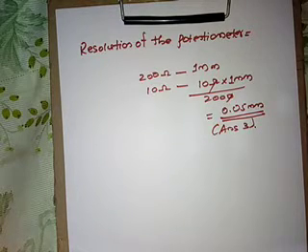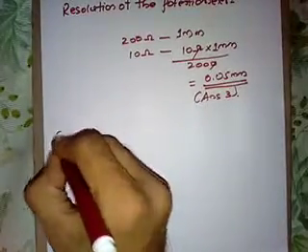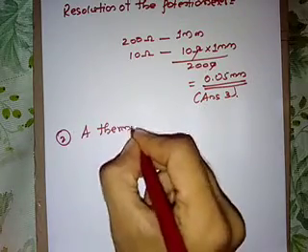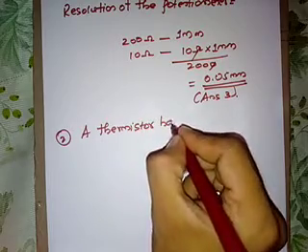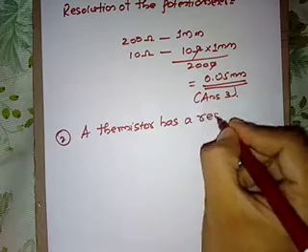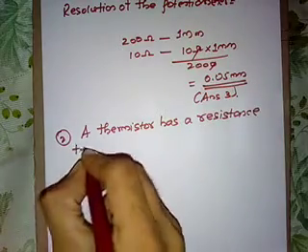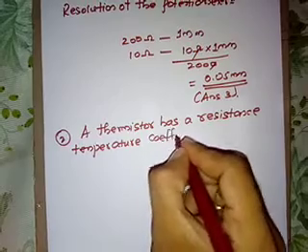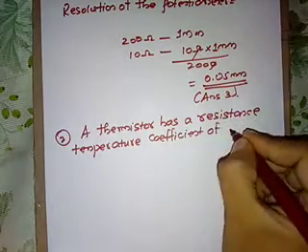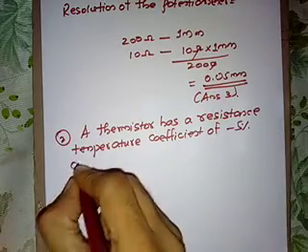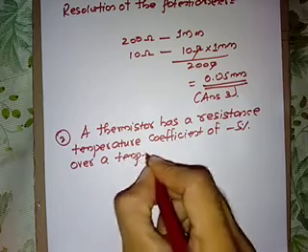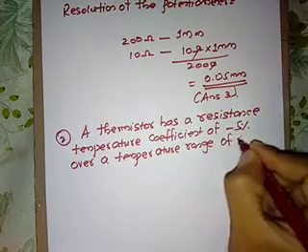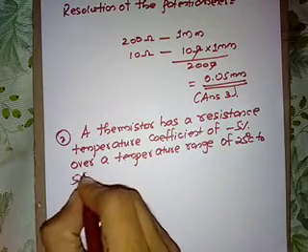Okay, let us take up one more example. Second example: a thermistor has a resistance temperature coefficient of -5% over a temperature range of 25 degrees Celsius to 50 degrees Celsius.